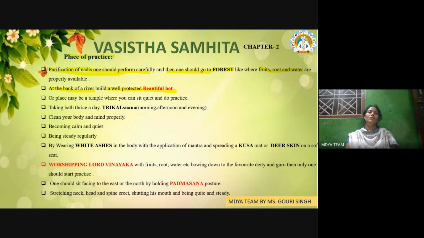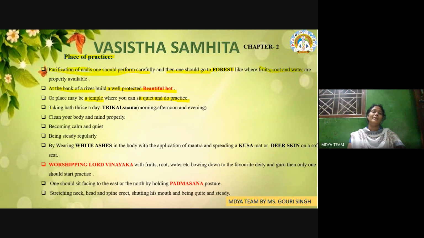For this Nadisudhi or pranayam practice, or whatever yoga practices you want to do, you may do it at a temple. If you want, you can sit quietly in a temple and do your practice. So here he suggests that you can make a beautiful house where all the protection is there, and you can do your sadhana. If you are unable to do that, then you can find a place, maybe a temple, where you can sit quietly and do your practice.